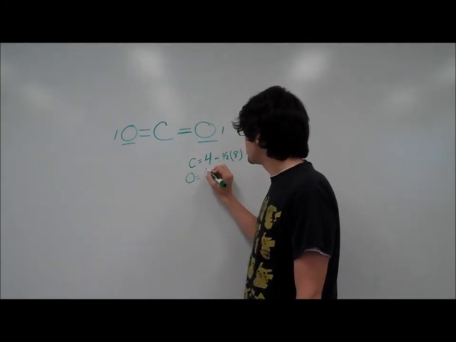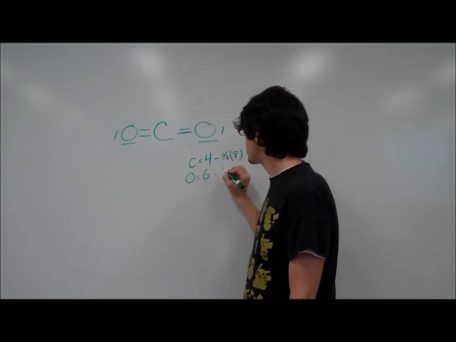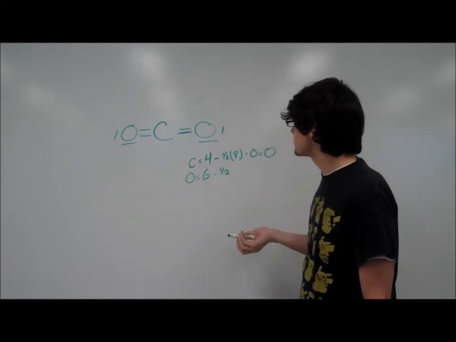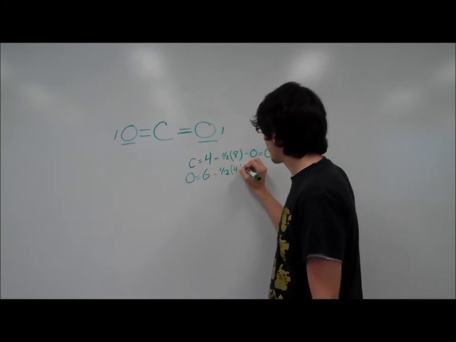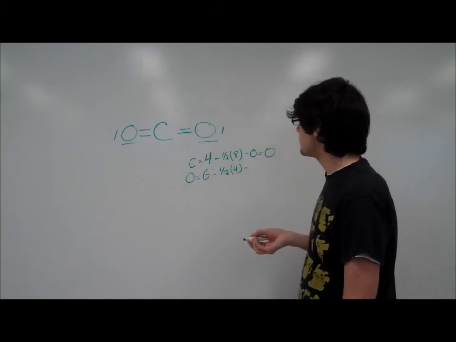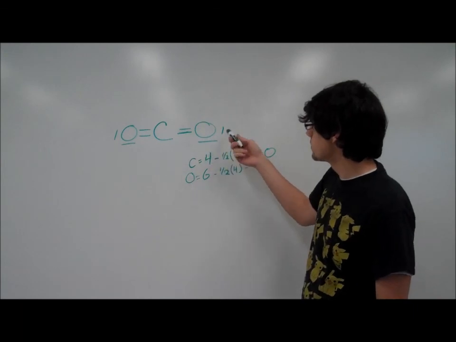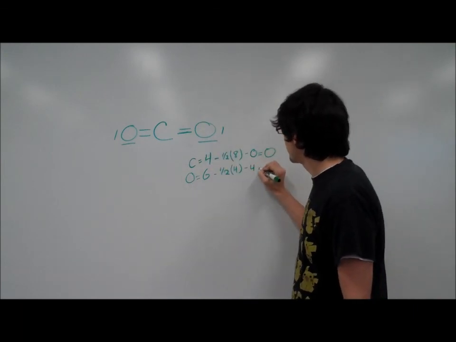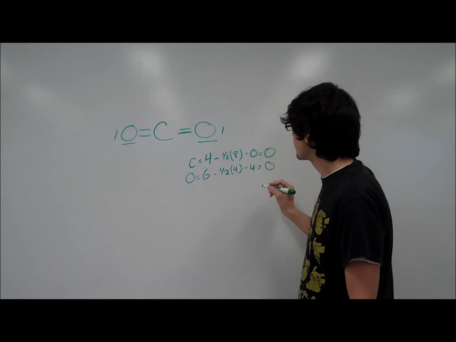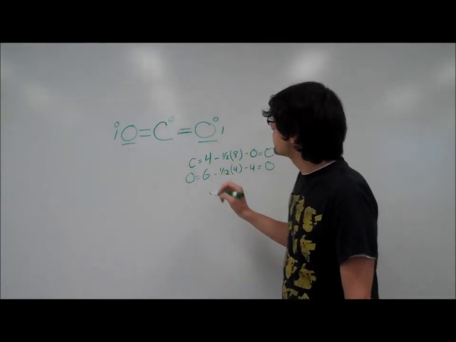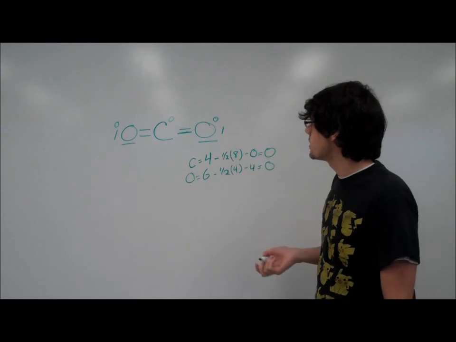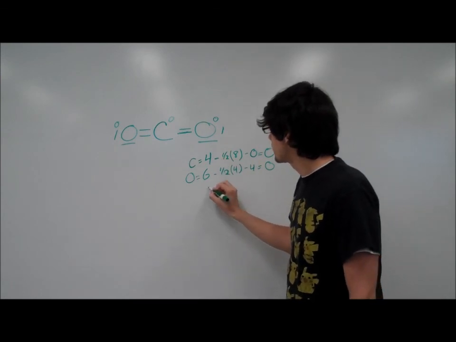We know oxygen has 6 valence electrons. Subtract this by 1/2 of our bonding electrons, which in this case is 1, 2, 3, 4. Then subtracted by the number of lone pair electrons, 1, 2, 3, 4, which will also give us 0. So now we know that the formal charge of our carbon dioxide molecule is 0.